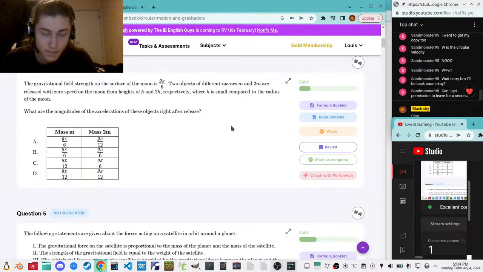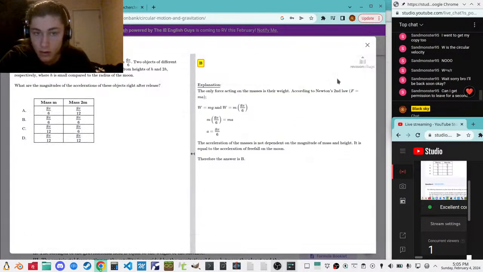GE6. Mass M. Mass M. Released with zero speed. So if we assume h doesn't make a difference, then it's just this. And G doesn't matter, unless divided by, it's force divided by mass. So if mass is 2, it's going to be divided by A. Let's go with A. It's B. So what are you on about?